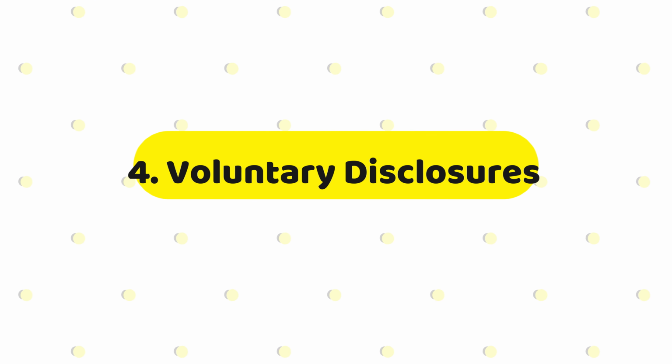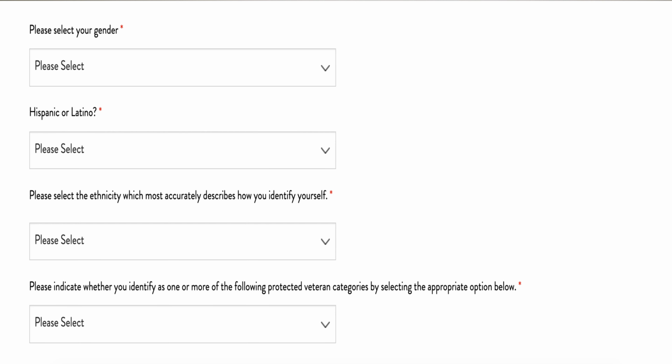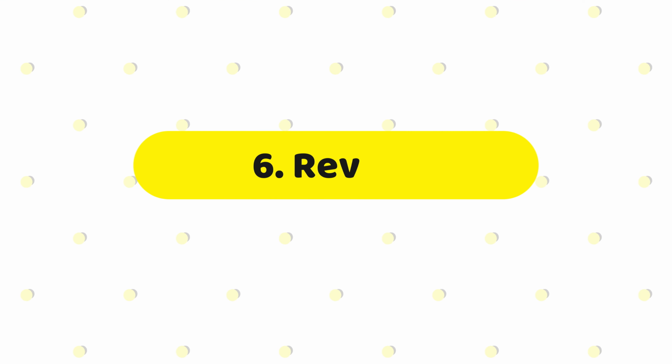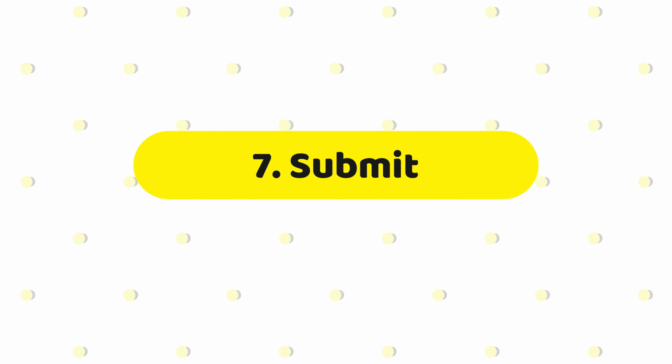4. Voluntary disclosures. You can select your gender, answer if you are Hispanic or Latino, and your ethnicity. For me, I select Asian, and answer if you are a protected veteran or not. Simple. 5. Self-identity. Simply select your language, English or your mother language, and answer if you have a disability or not. 6. Review. You can review all your answers and edit if needed. 7. Submit. Once you submit it, you will get the confirmation email.